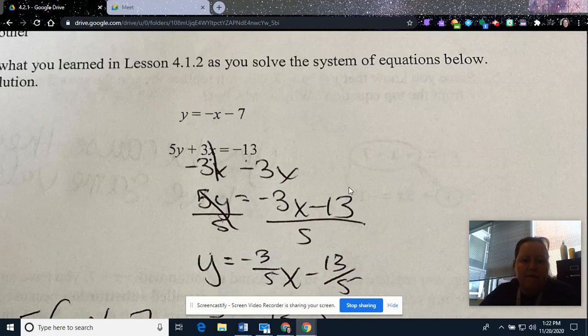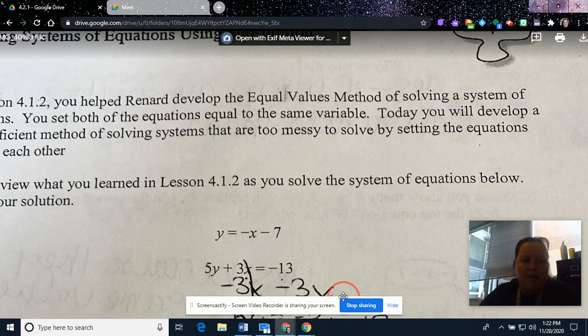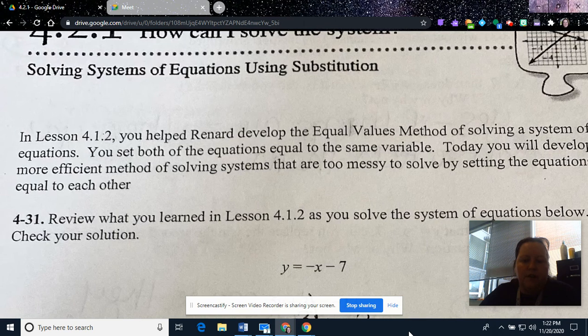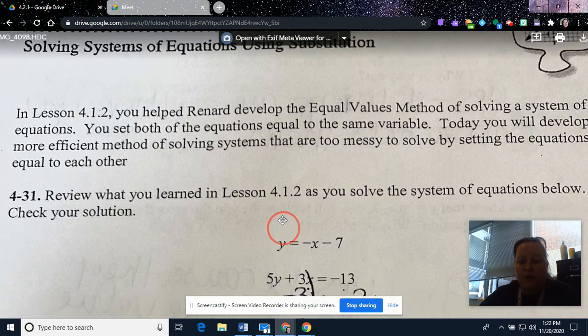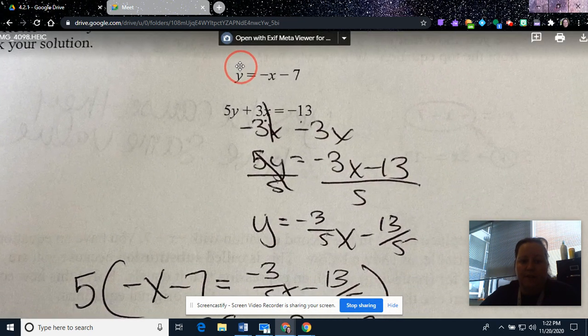Hi, as we start 4.1.2, we are going to start talking about how we can solve systems of equations with substitution. A lot of times I feel like substitution is easier than the equal values method, but it all depends on what kind of equation you're looking at to begin with. And so to start, we are going to solve this one with the equal values method.